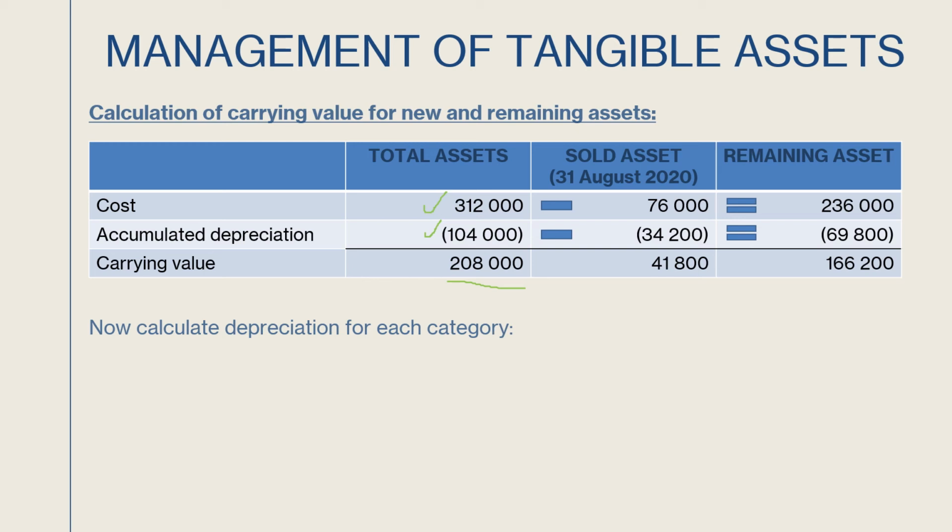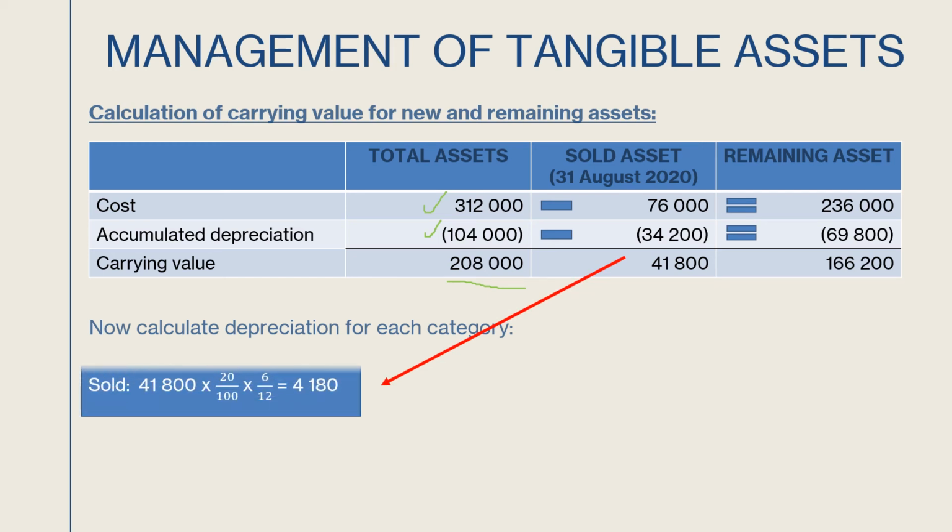Okay, and then we have to calculate now the depreciation for each category. All right, so we're going to calculate the depreciation for the asset that we sold. The sold vehicles, it's on carrying value. Remember, that's the method that we are using. So this 41,800, that is the carrying value that we're going to use to calculate the depreciation.